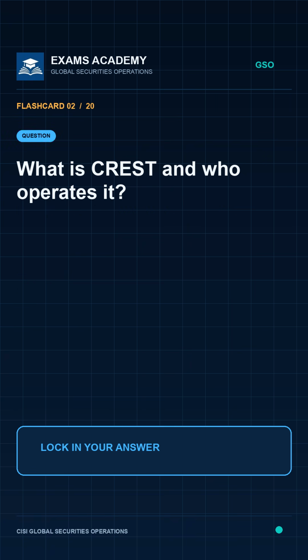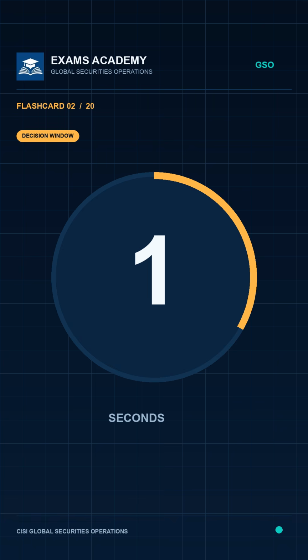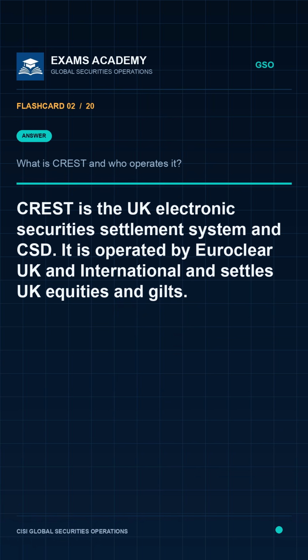Question 2. What is CREST and who operates it? Answer. CREST is the UK Electronic Securities Settlement System and CSD. It is operated by Euroclear UK and International and settles UK equities and gilts.